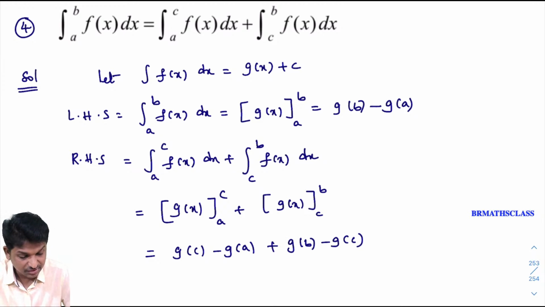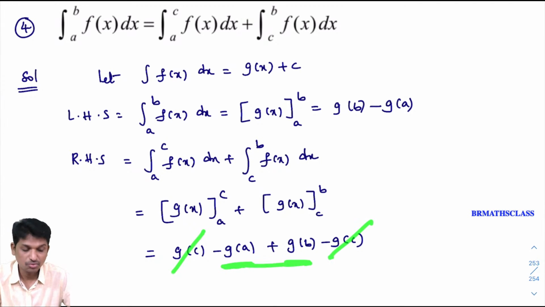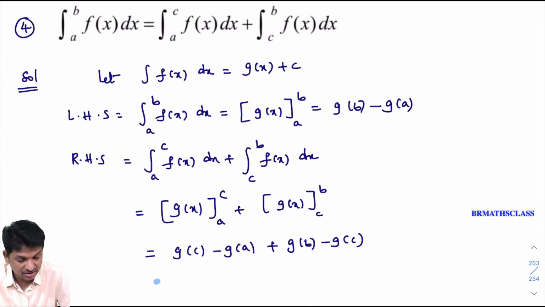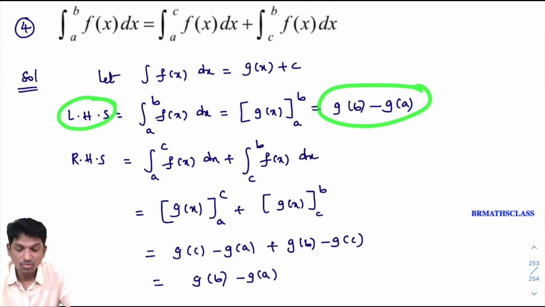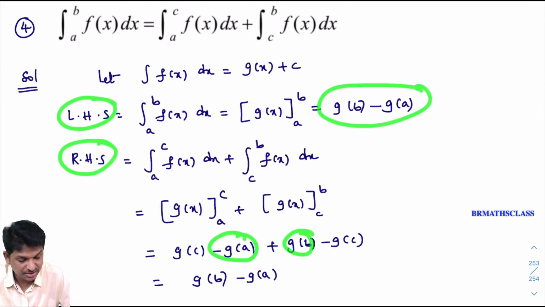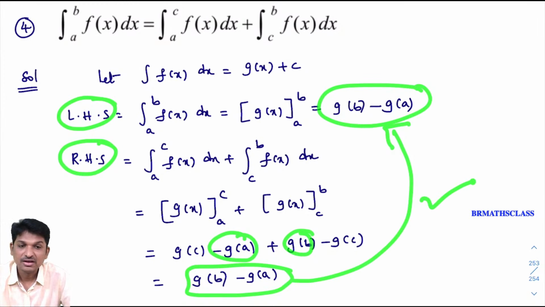Look here, plus g of c minus g of c will get cancelled. What is remaining? G of b minus g of a. Look here, what is LHS? LHS is g of b minus g of a. What is RHS? RHS is g of b minus g of a. Right? Is LHS same as RHS? Yes, LHS is same as RHS. So what I can say?